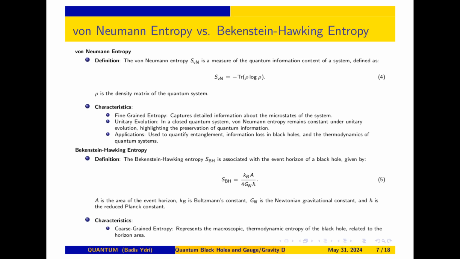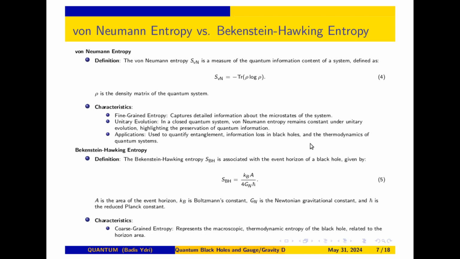Now let's compare two types of entropy, von Neumann entropy and Bekenstein-Hawking entropy. The von Neumann entropy S_VN is defined by equation 4. The von Neumann entropy measures the quantum information content of a system. It is a fine-grained entropy, capturing detailed information about the microstates of the system. In a closed quantum system, von Neumann entropy remains constant under unitary evolution, highlighting the preservation of quantum information. This property is fundamental in quantum mechanics, where the evolution of an isolated system is described by a unitary operator, ensuring that information is preserved.